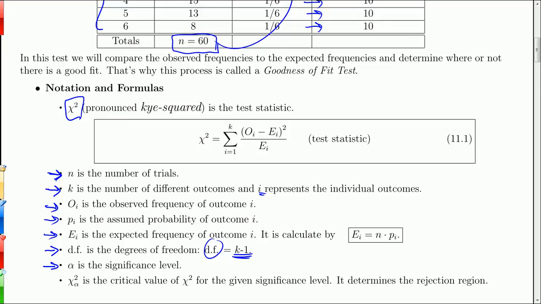Alpha is the significance level of the test, and chi-squared sub alpha is the critical value for a given significance level, alpha, and it will determine the rejection region. Just like critical values in chapters 8 and 9 determine rejection regions, the critical value of chi-squared will determine the rejection region. So we'll take our test statistic, chi-squared, compare it to the critical value, and if our test statistic is in the rejection region, we will end up rejecting the null hypothesis, which we will get to in a moment.